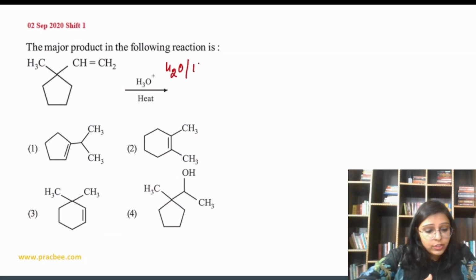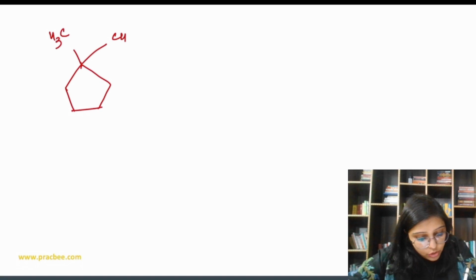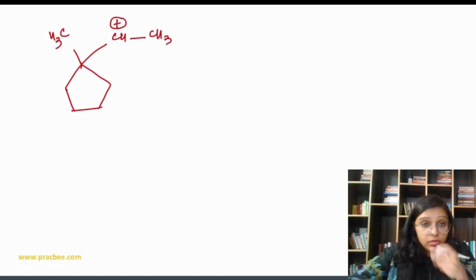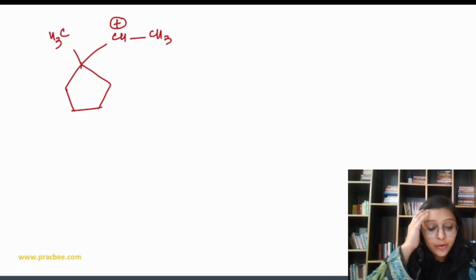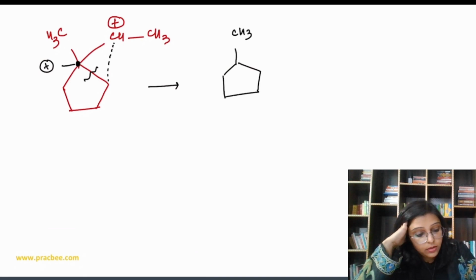So again H2O, H plus. So we have to do Markovnikov, right? So what do we get? We get CH3 over here, and here we get CH positive, and here we write CH3. So we have to see whether we can do rearrangement or not. If you see, we have a 5-membered ring now, so we will do rearrangement. So here we get new positive charge generation. So we get CH3 over here. Okay, that's a 6-membered ring we have to form now.